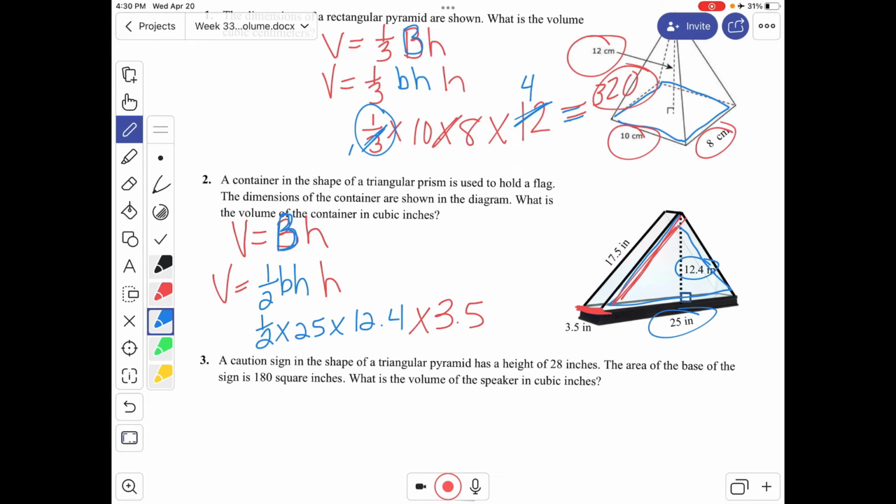And again, you want to find half of a number or find something that 2 could simplify with. And 2 can simplify with 12.4. It would become 6.2. And then you multiply those. 25 times 6.2 times 3.5.